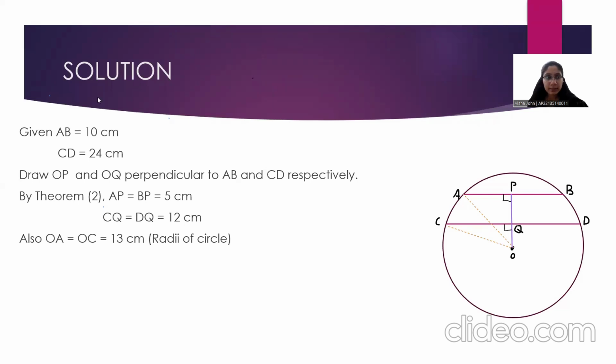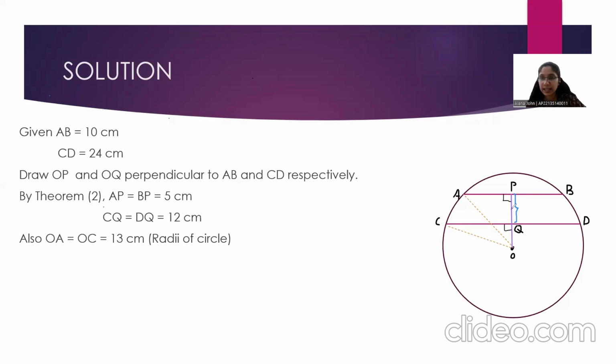Now, our aim is to find this distance PQ. This is our aim, right? So the idea we will be using here is that we will find the length of this perpendicular OP. Also, we will find the length of this perpendicular OQ. Then if we subtract the length OQ from OP, clearly we will get the distance PQ, right? So that is the idea which we are using here.